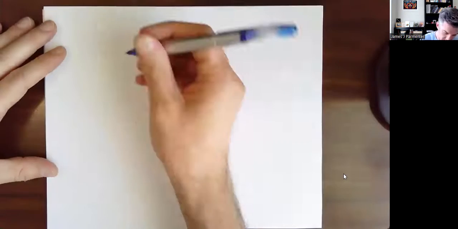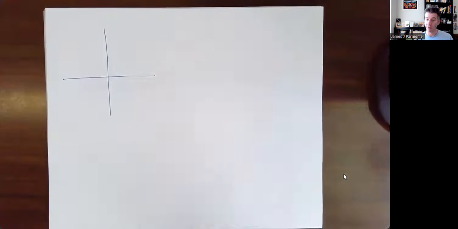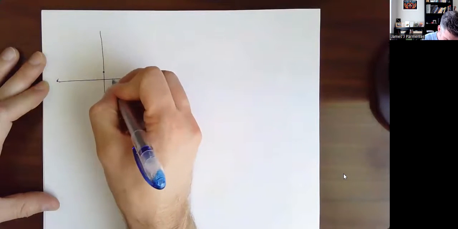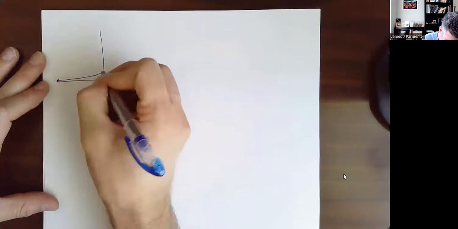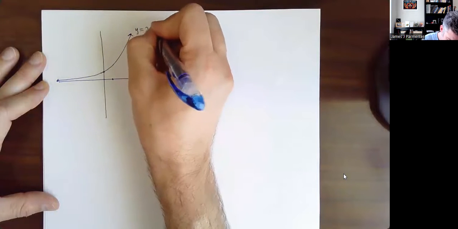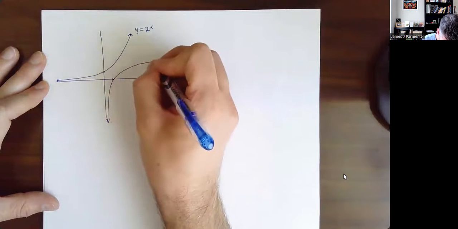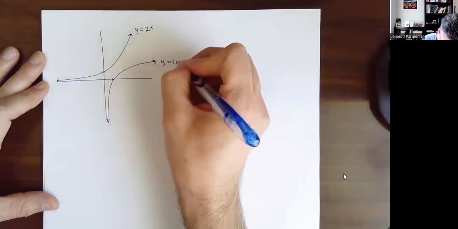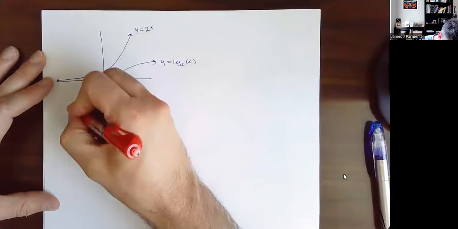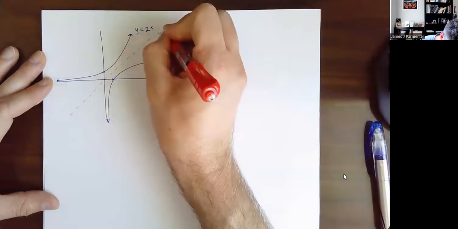So I will say what we really have here is what's true whenever you graph inverse functions, which is that they are symmetric about the line y equals x. So this is my exponential function, and this is my logarithmic function. y equals 2 to the x, y equals log base 2 of x. These are reflections of each other across the line y equals x.